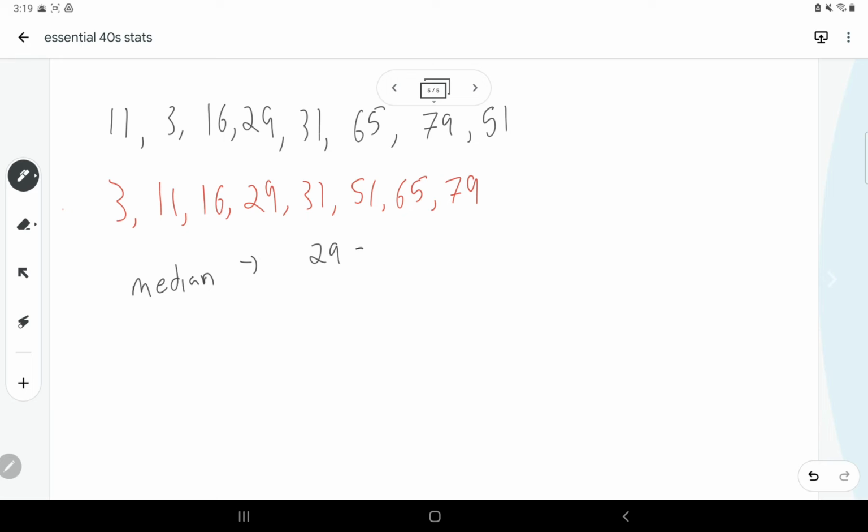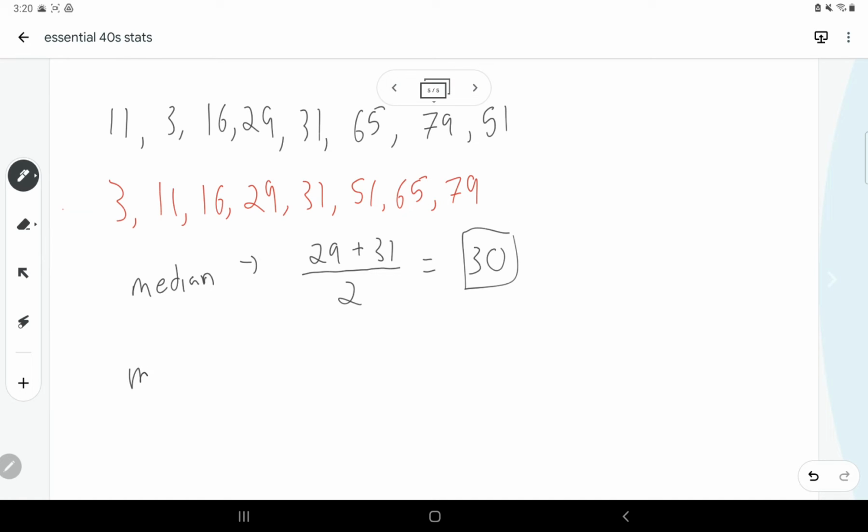So we add them up, 29 plus 31. Divide by the number of terms, 2. 29 plus 31 is 60. Divided by 2 is 30. So that's our median, our middle number.